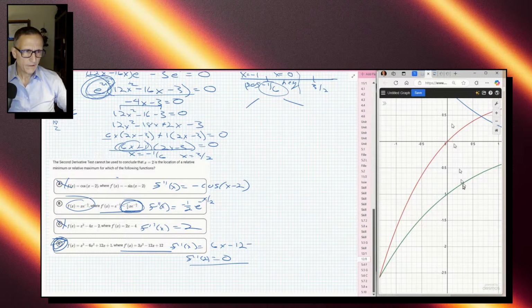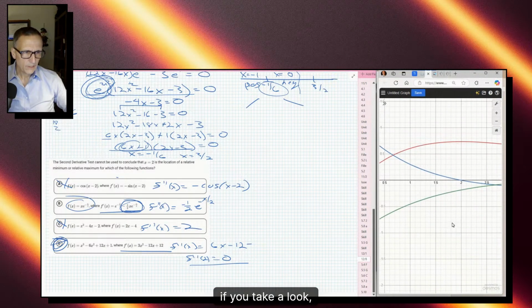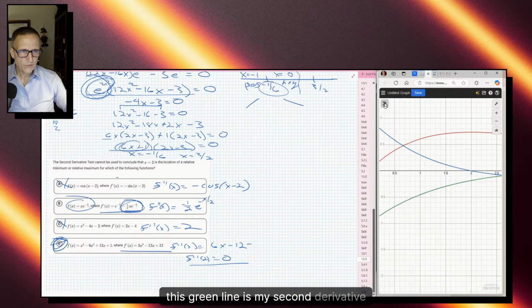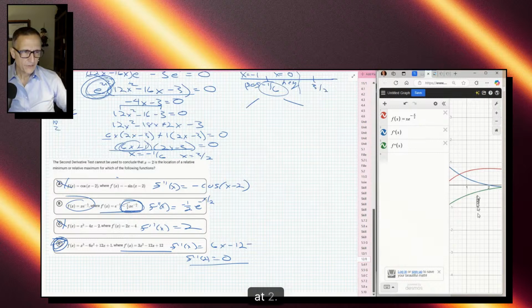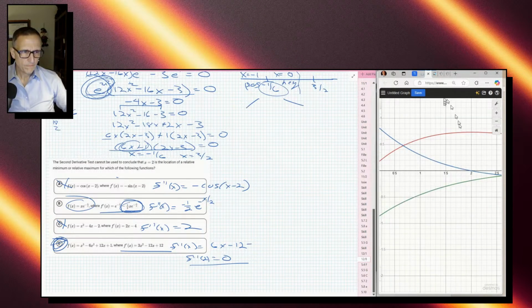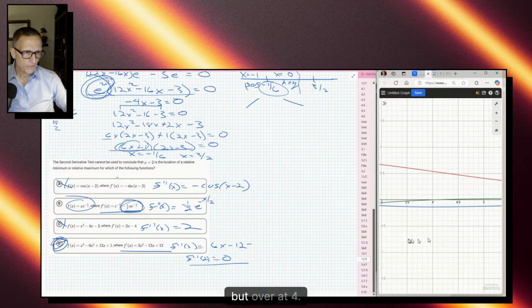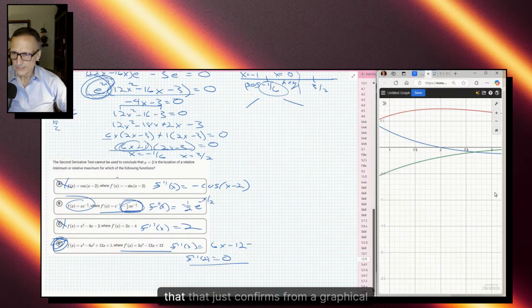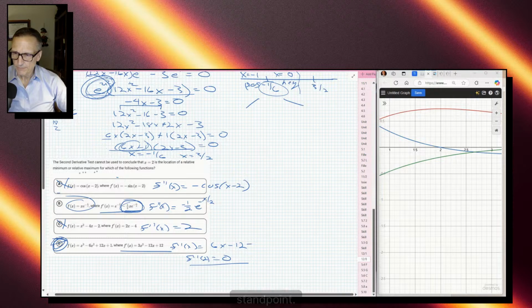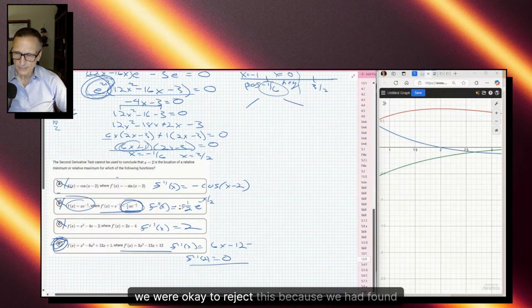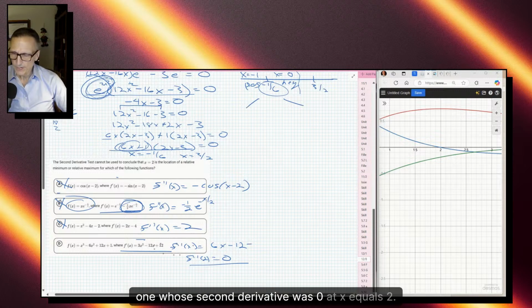So if you take a look, this green line is my second derivative. At x equals 2, it is not 0. It is 0, but over at 4. Okay. So at any rate, that just confirms from a graphical standpoint, yeah, we were okay to reject this because we had found one whose second derivative was 0 at x equals 2.